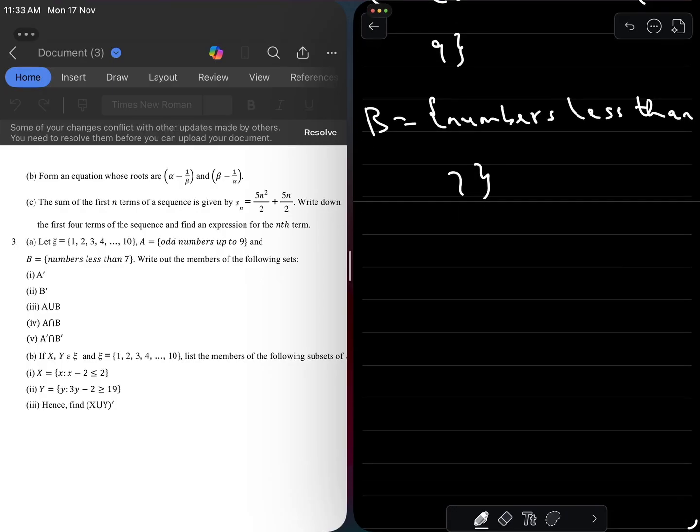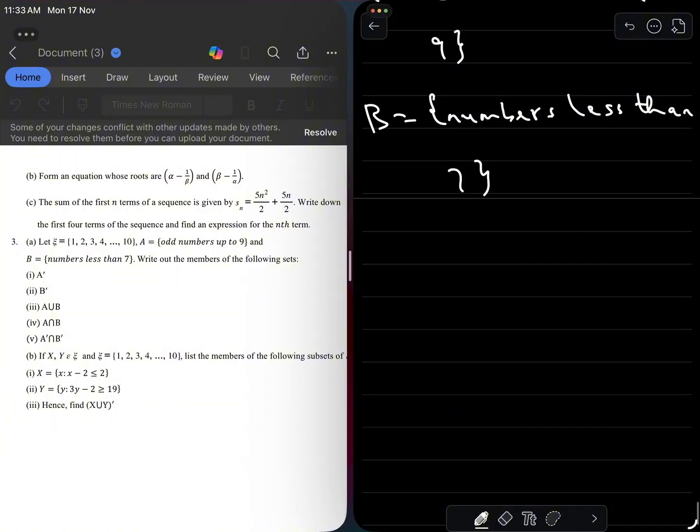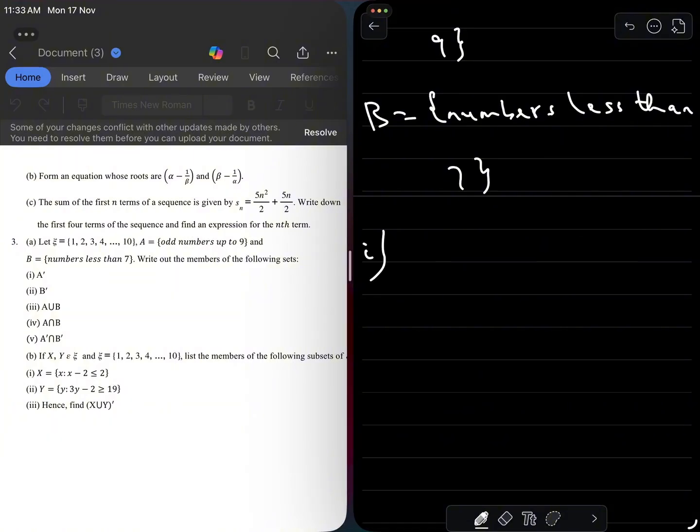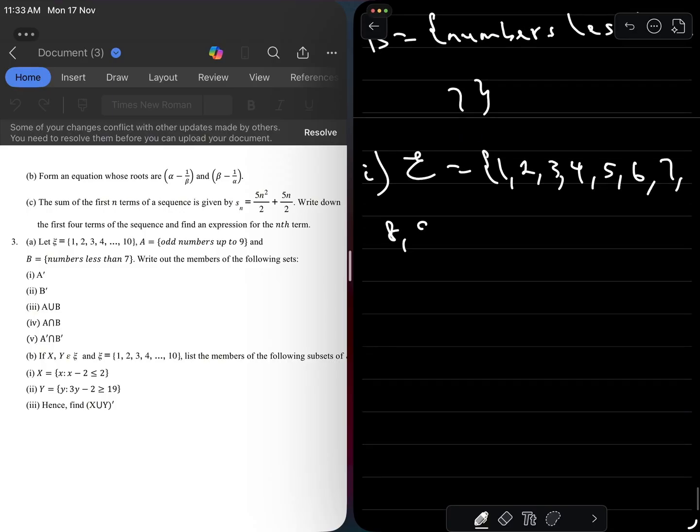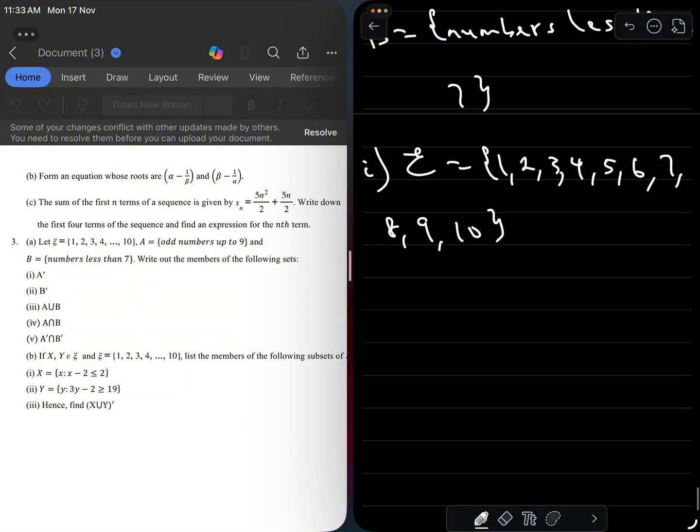Write out the members of the following sets. Roman figure 1: we want to write out the members of the set A complement. First of all, to write out the members of the set A complement, I have to write out the members of the set A first. Or let me even start from the universal set. The elements of the universal set are 1, 2, 3, 4, 5, 6, 7, 8, 9, and 10.